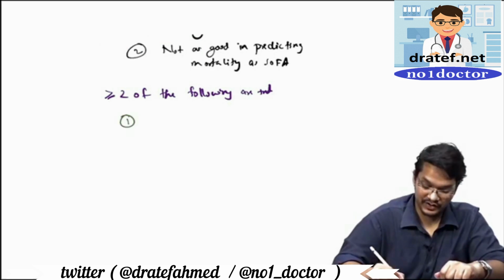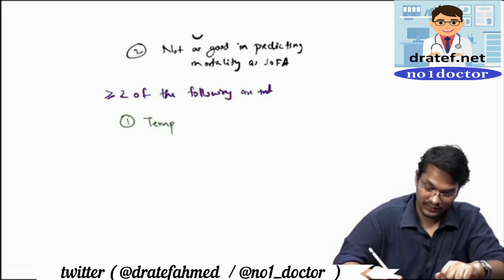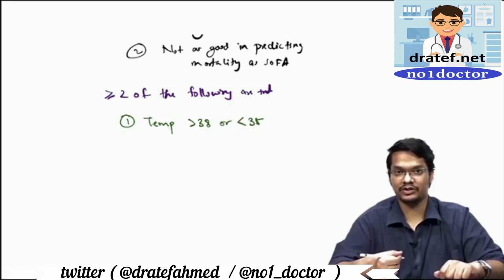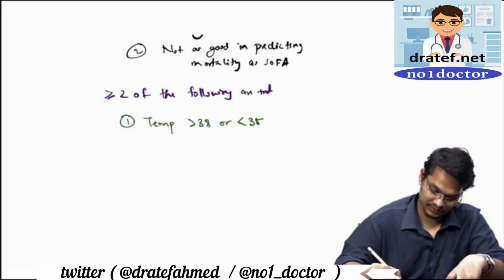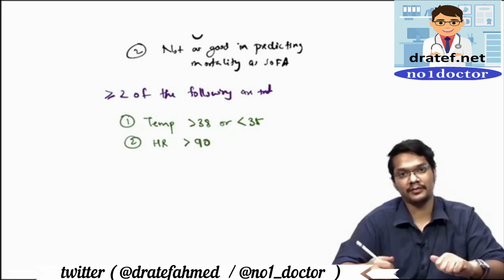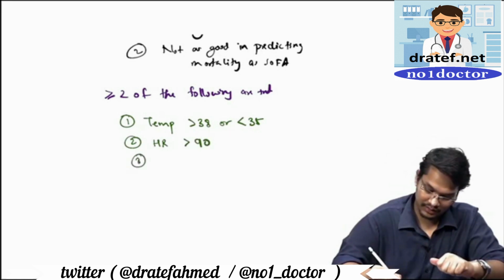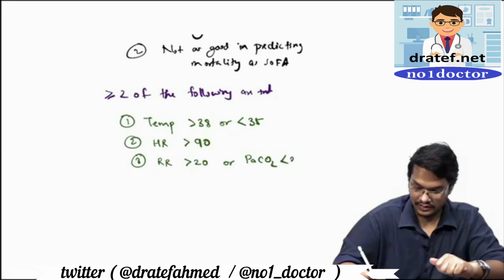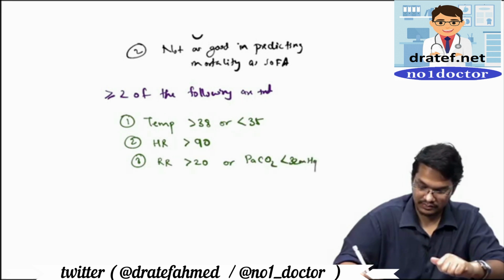First one is temperature more than 38 or less than 35. The patient should either be in hypothermia or hyperthermia. Second, heart rate more than 90. Third thing, respiratory rate more than 20 or a PaCO2 less than 32 mmHg.